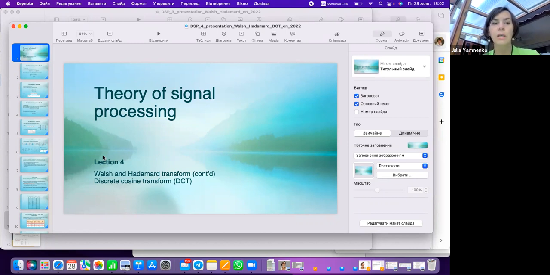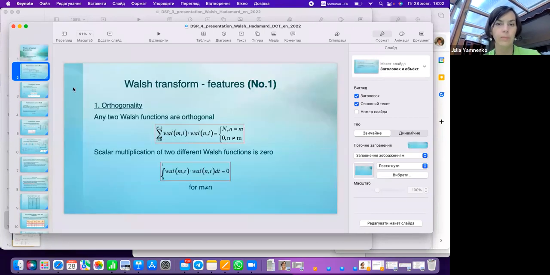By the way, when we finish considering this, then we will go directly to practical work number 2, because it is devoted to the Walsh and Hadamard transform. So we will just consider all theoretical issues concerning this, and then we will go to practice.